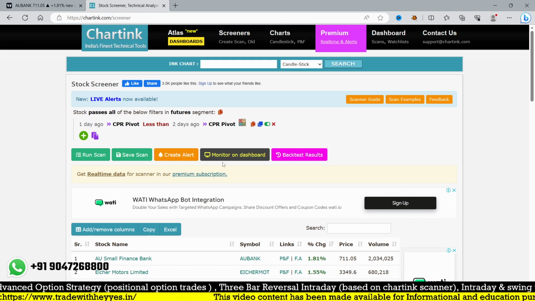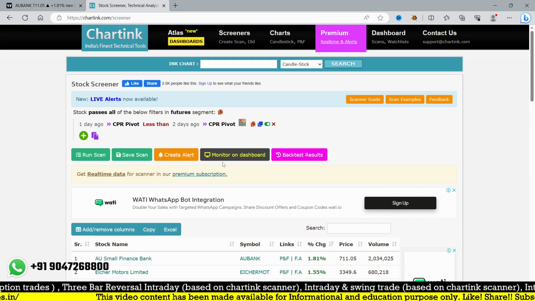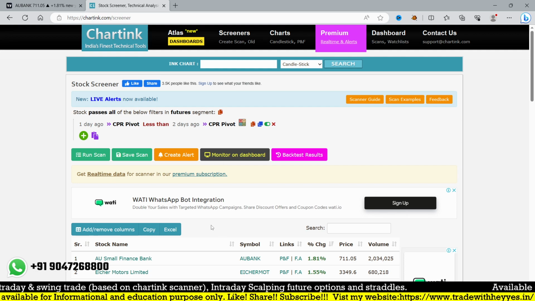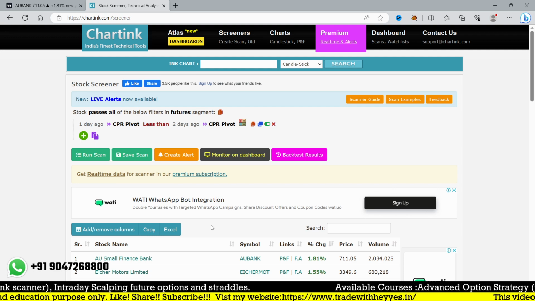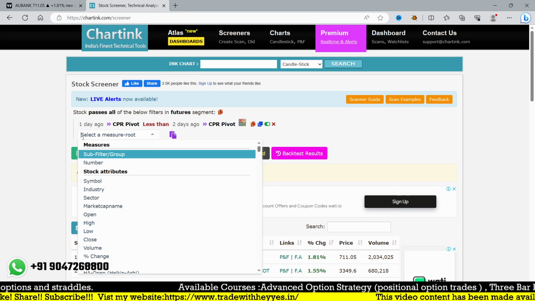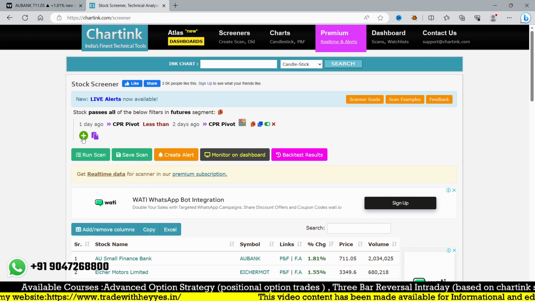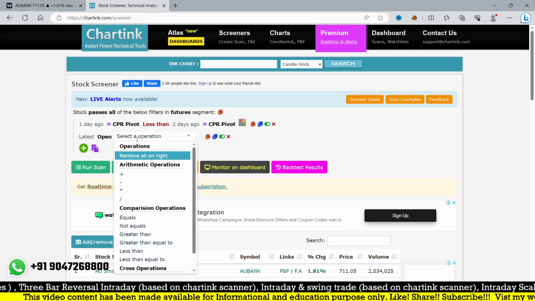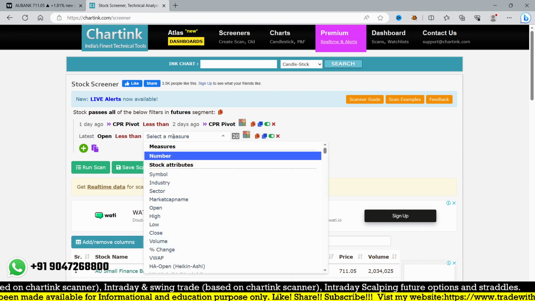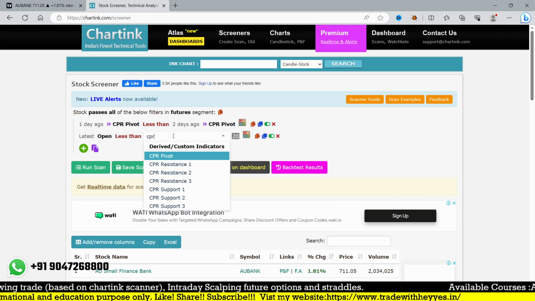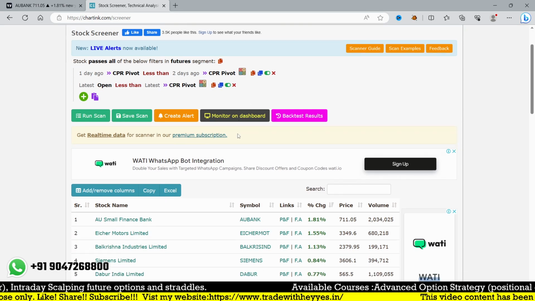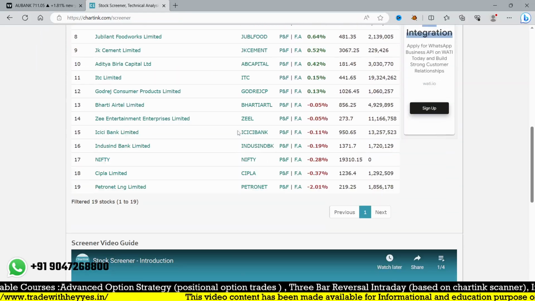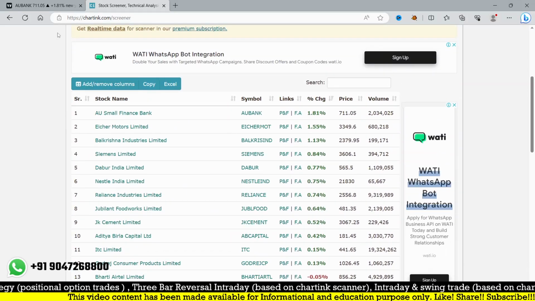The second condition we are going to create here is that today's open price must be less than the CPR pivot. I'll make this. We had 79 stocks, and if I add this condition, we have only 19 stocks. You got it? So why AU Bank, Eicher Motor?